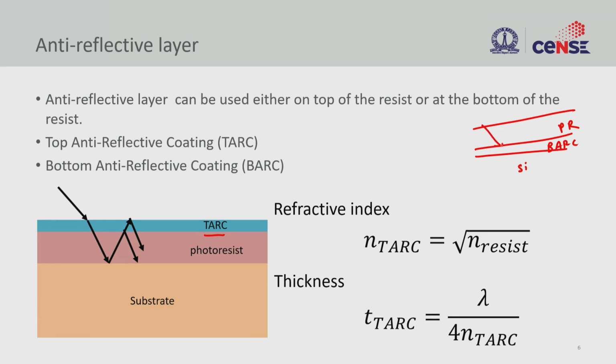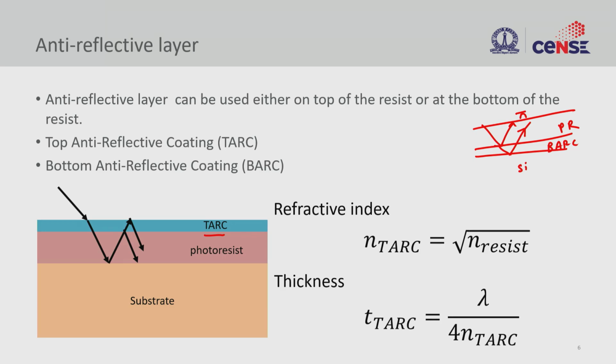So, you will have light coming in, and then you will have reflection from here, and then we will have reflection from here, right. So, you can arrest the further reflections by creating a pi phase difference between the reflected beam of the photoresist and the reflected beam from BARC, right. So, this is how you create the phase difference and avoid the standing wave pattern. Okay. So, TARC and BARC is what you can use.